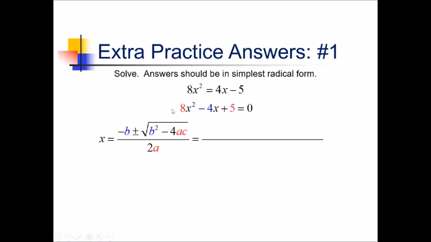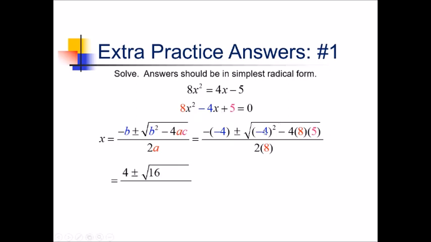Plugging all that in, we've got negative 4 for that b value, plus or minus square root of negative 4 squared, with a little parentheses in there, minus 4 times the a value 8 times the c value 5, all over 2 times the a value of 8. Going a little bit further, we've got minus negative 4, so that's positive 4, plus or minus square root of, that's going to be 16. And then we've got negative 4 times 8 times 5.